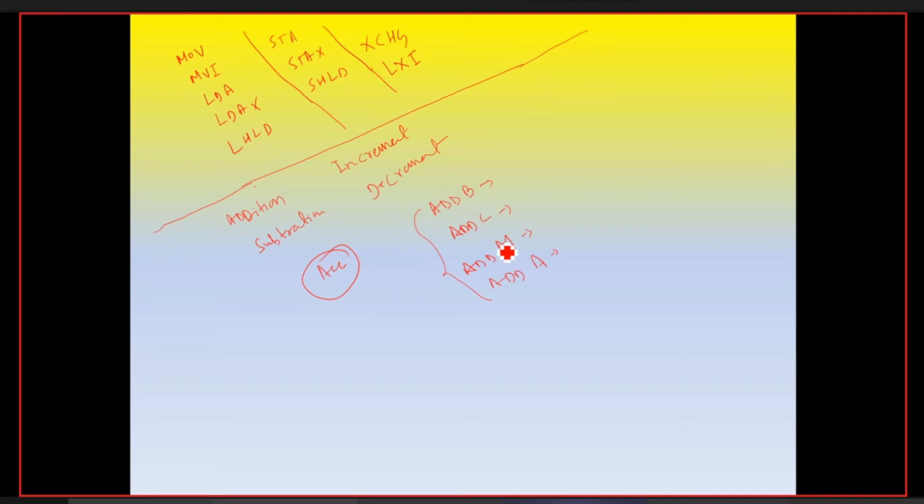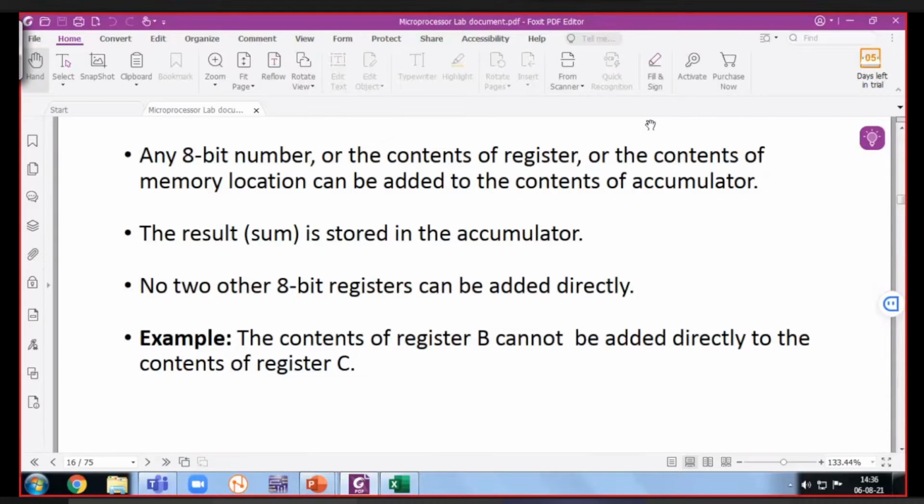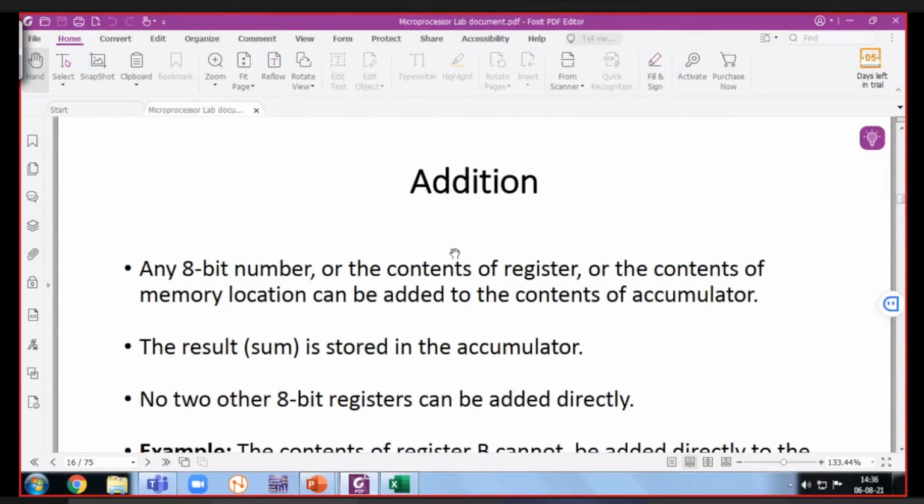Okay, so this is the valid instruction. We cannot write add B, C. It is not a valid instruction. We cannot write add A, because one number is already in accumulator. Okay, be careful. So that is the addition.